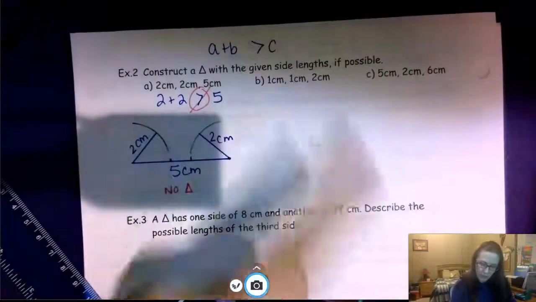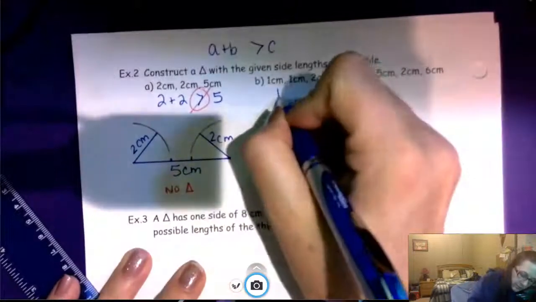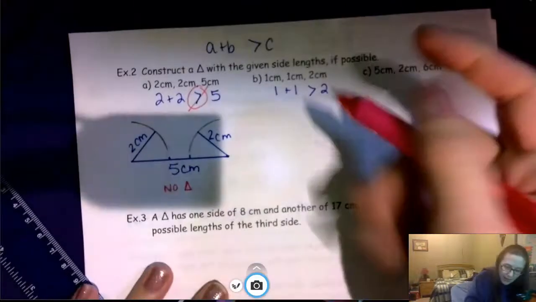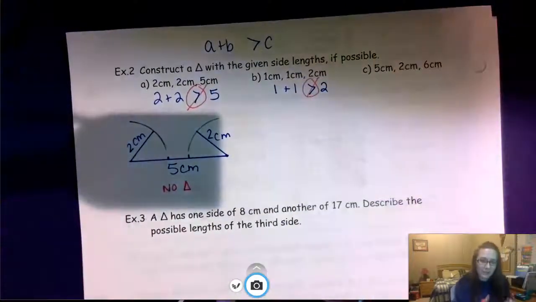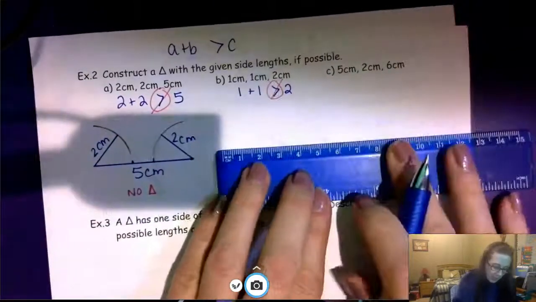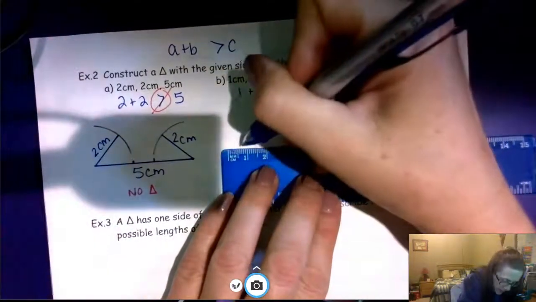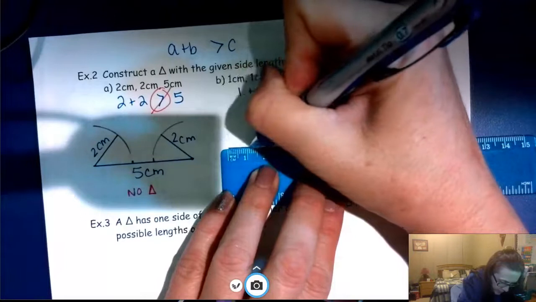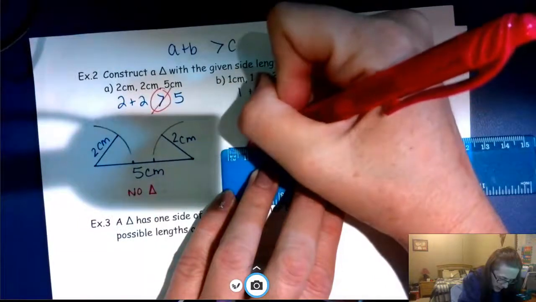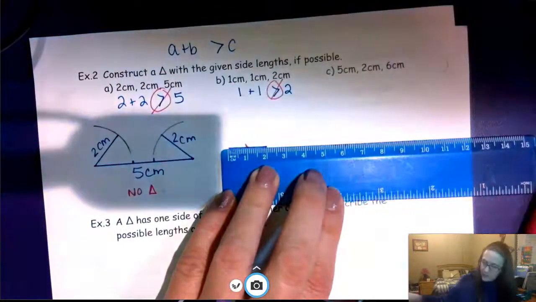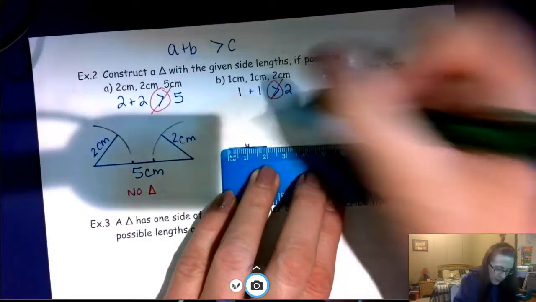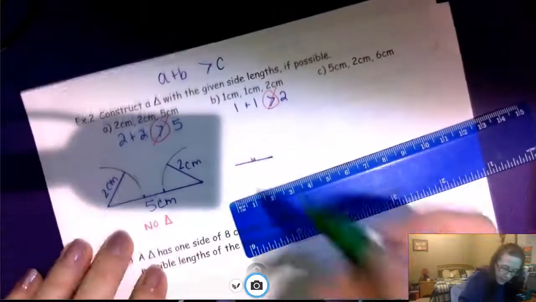So over here, is 1 plus 1 greater than 2? Again, no, it's not. So I am not going to have a triangle here. But this one's a little bit trickier because you can pull, why not? It's really close. I'm going to start again with 2 centimeters down here. So if I start with 2 centimeters, 1, 2, and I know from this side I'm going to have one that goes 1 centimeter to right here. And from this side I'm going to have one that goes 1 centimeter to right here. They're going to touch right here.